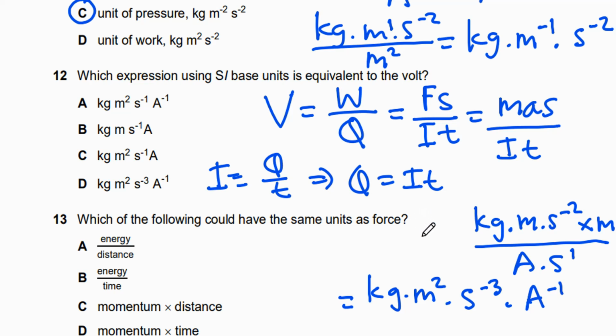So we can check which answer it is. And of course here we can see that it's not going to be A, because here we have seconds to the negative 1. And we need seconds to the negative 3. So our answer here will be D.